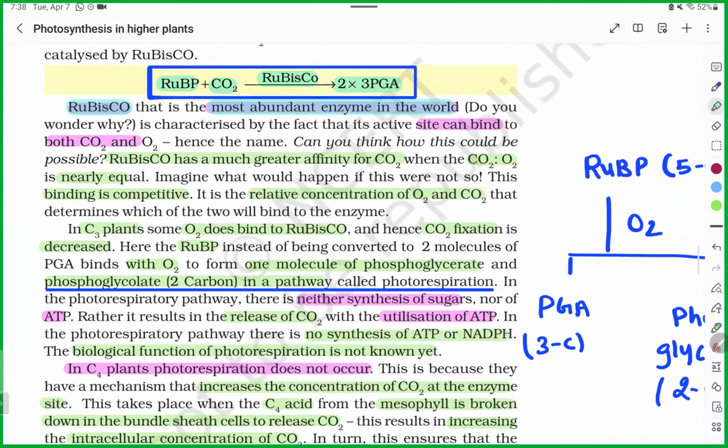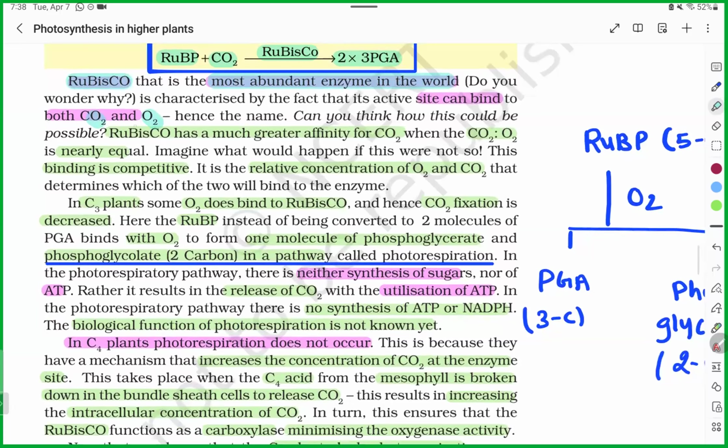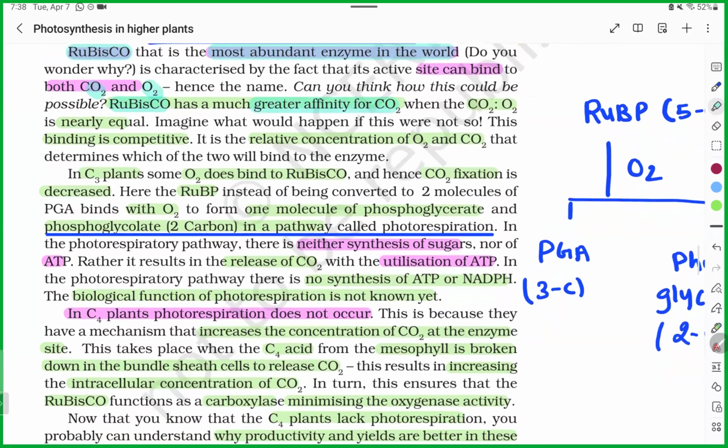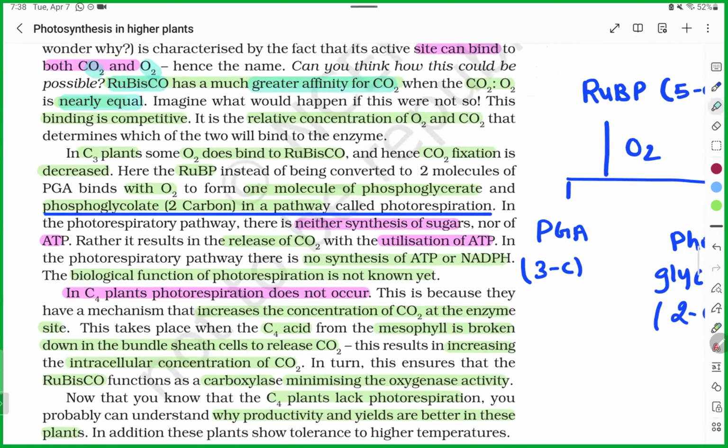Rubisco can interact with CO2 or oxygen. Rubisco binds more with CO2, not oxygen. When CO2 and oxygen are in exactly the same amount, Rubisco binds with CO2. And this binding is competitive.